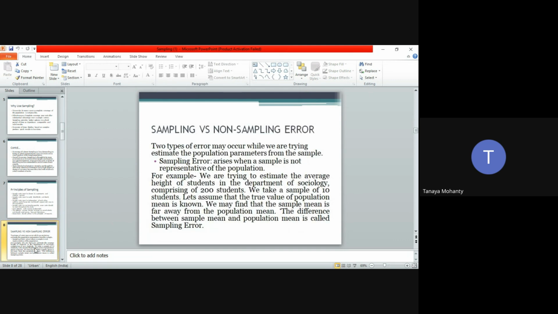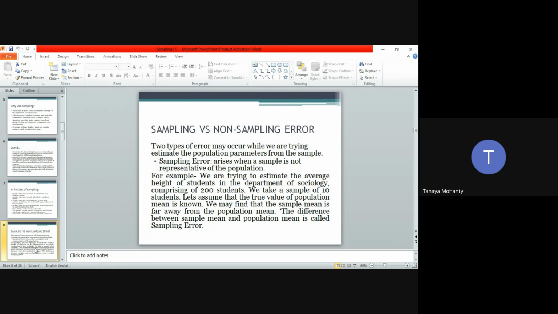Whenever we take up a study, there is a possibility of the study being affected by two kinds of error. One is sampling error, and the other is non-sampling error. What is the sampling error? When I talk about sampling error, it arises when the sample is not representative of the population. Here I have given an example.